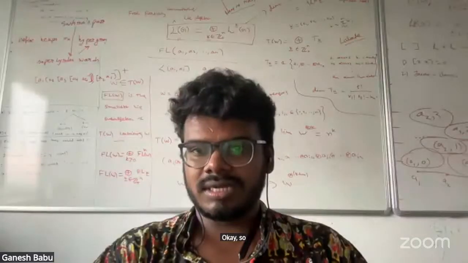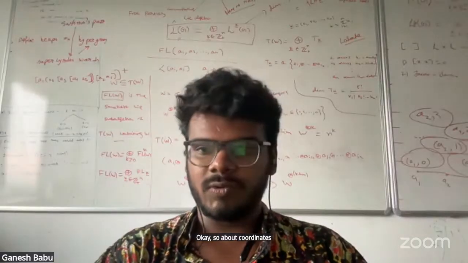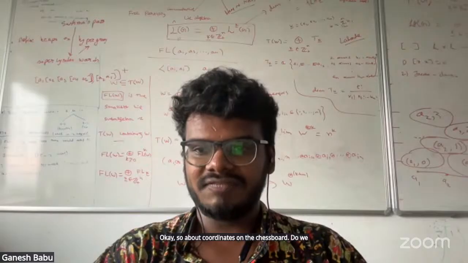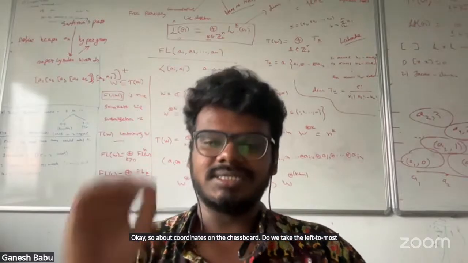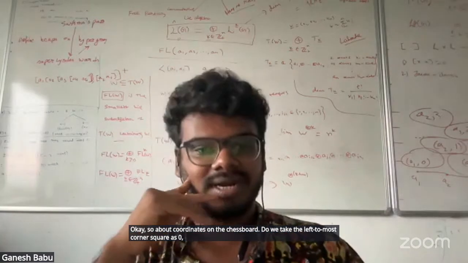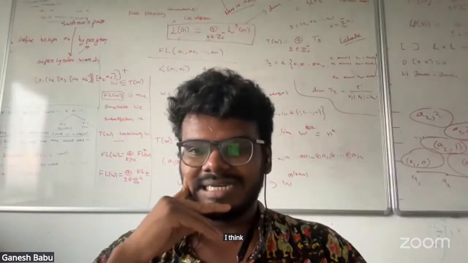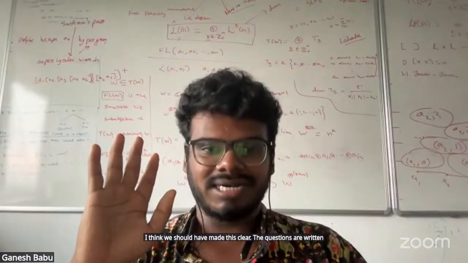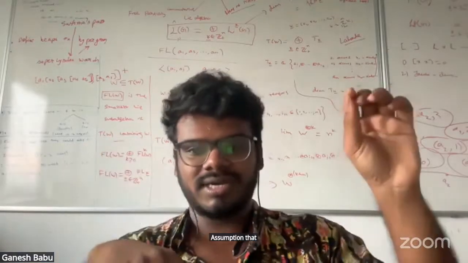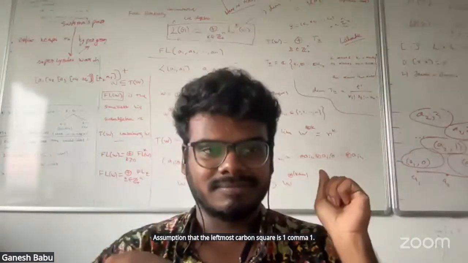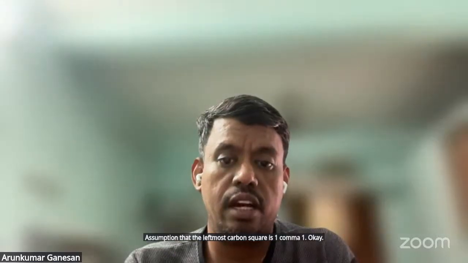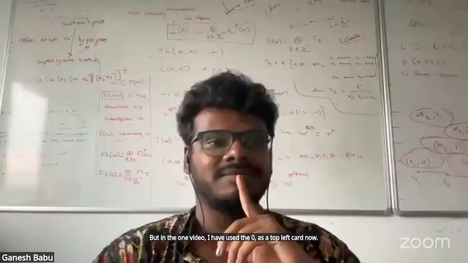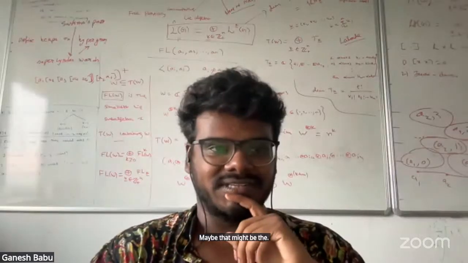Okay, so about coordinates on the chessboard, do we take the leftmost corner square as 0, 0 or 1, 1? I think we should have made this clear. The questions are written with the assumption that the leftmost corner square is 1, 1. But in the video, I have used 0, 0 as the top left corner. Maybe that might be the reason for the doubt.